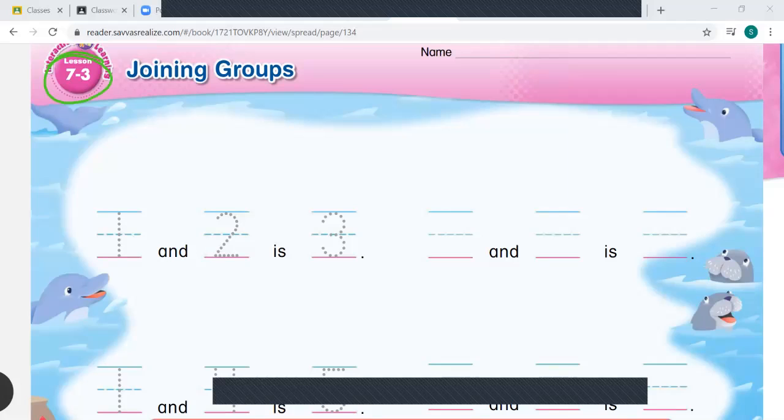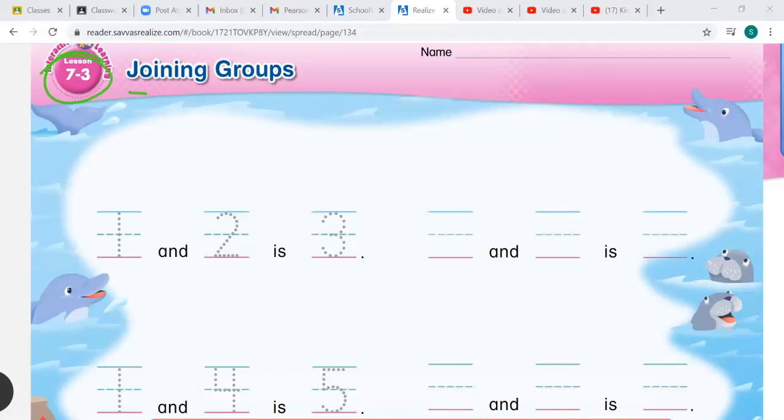We are on lesson 7-3, joining groups. You've learned to circle pictures of two groups to find out how many there were in all. Now you're going to write numbers for each of the two groups, and then you're going to write how many there are all together. All together means in all.